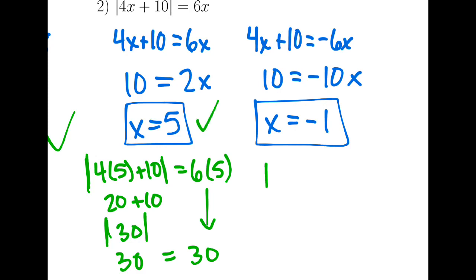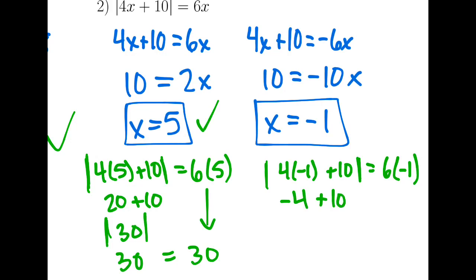Plug in the negative 1. We have the absolute value of 4 times negative 1 plus 10 equals 6 times negative 1. 4 times negative 1 is negative 4, plus 10 gives us 6. That's inside the absolute value. The absolute value of 6 is 6. 6 times negative 1 gives us negative 6. Is 6 equal to negative 6? No, that doesn't actually work in the original equation.